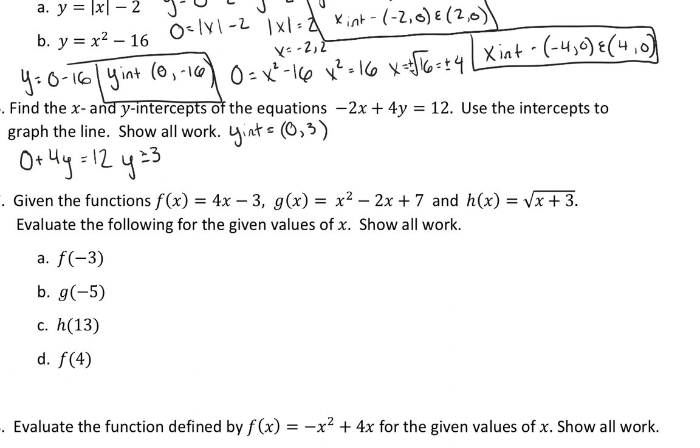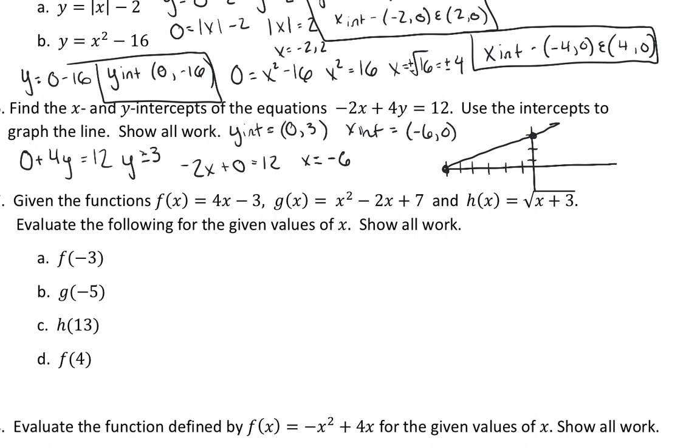And we do the same thing to find the x-intercept. Negative 2x plus 0 equals 12. So x is going to be equal to negative 6. So now I'm going to graph those. 1, 2, 3, 4, 5, 6. So here's this, 2, 3. Here's that. And so your line should look a little like that.